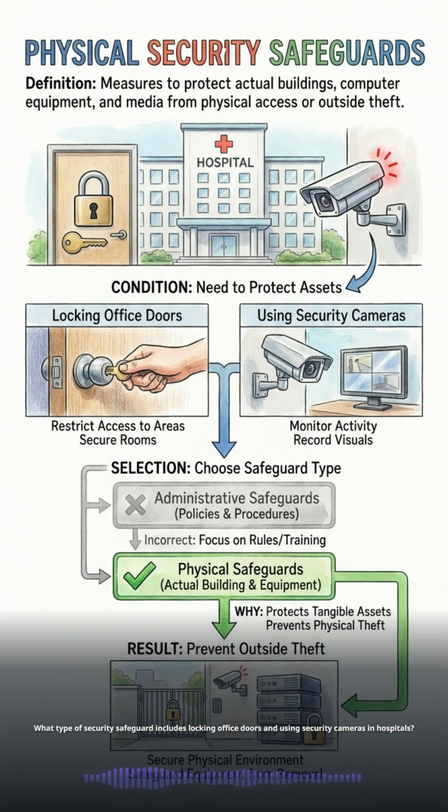26. What type of security safeguard includes locking office doors and using security cameras in hospitals? Physical safeguards are security measures that protect the actual building and computer equipment from outside theft. Locking file cabinets and restricting access to server rooms are great examples of these physical protections.